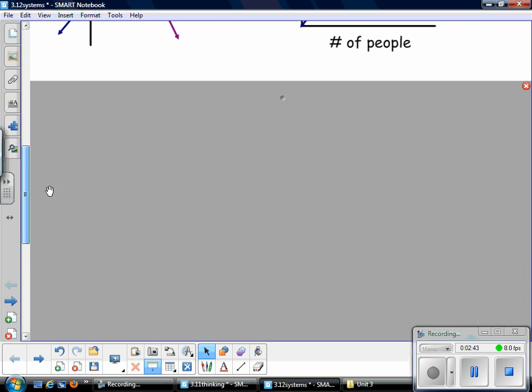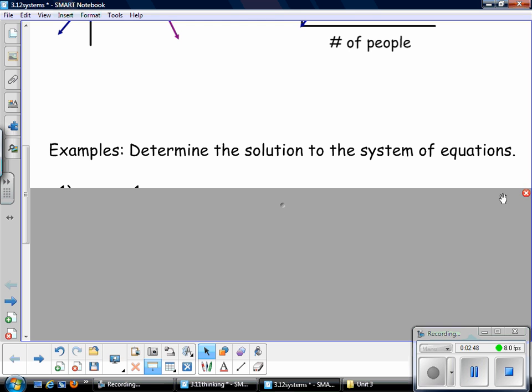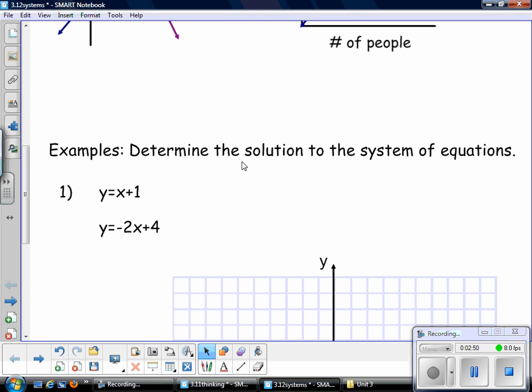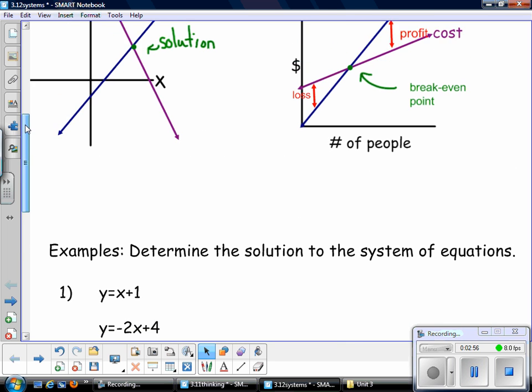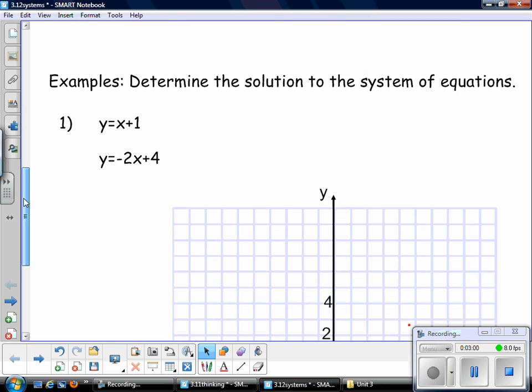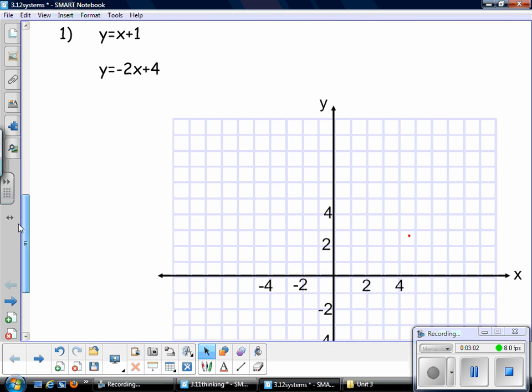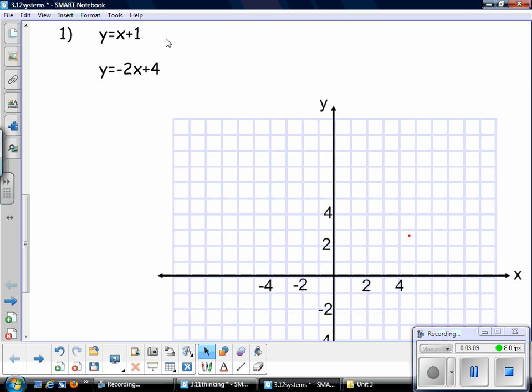All right, so let's take a look at the next part, what they're actually asking us to do. It says determine the solution to the system of equations. The first thing we have to do, which is not like the examples here, is first of all draw our lines. So we have to use the information that we know from previous lessons in order to graph.